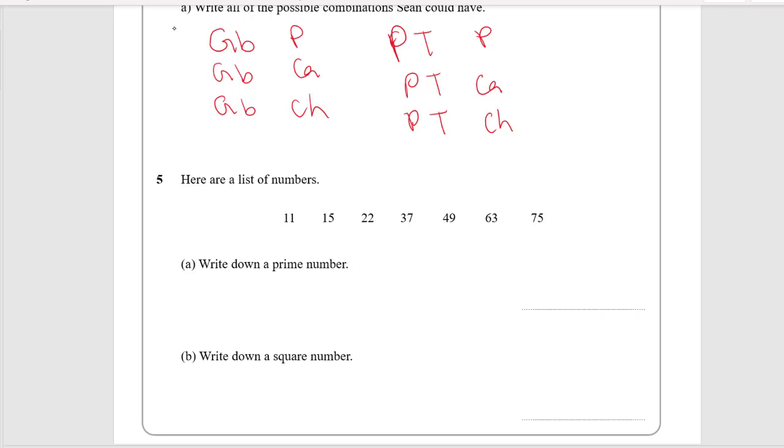But anyway, almost there. Write down a prime number. We got 11 and 37. So 11 or 37, any one of those. So write down a prime number. Okay, so any one of them will do. Write down a square number. So we have 49. 49 here.